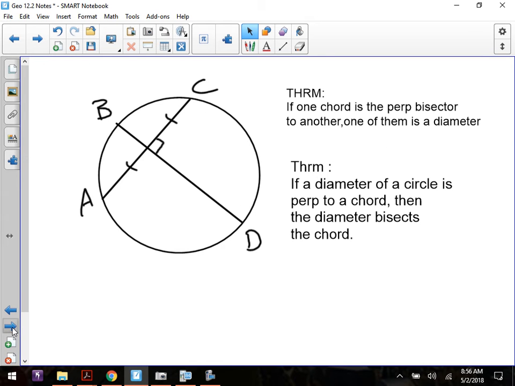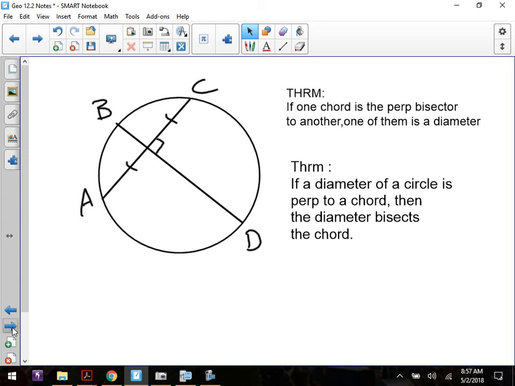Another one that's really, really easy is that if one chord is perpendicular to another, one of them has to be a perpendicular bisector, excuse me. One of them has to be a diameter. And then going backwards out of that, if a diameter is perpendicular to a chord, it bisects that chord. This is really easy to see how that has to work.